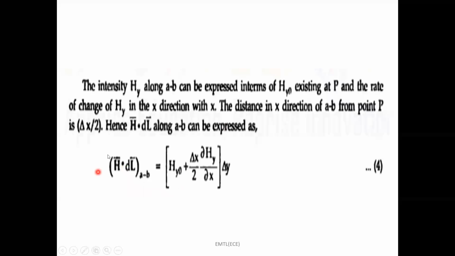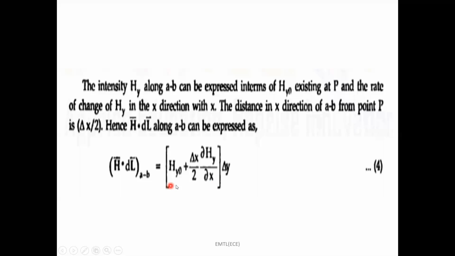So this is the expression. What is the meaning of H bar dot dl? It is Ampere's law. So we have to calculate the H bar dot dl value. Here dl is the length from A to B. So in the suffix, the indication of A to B means current travels from A to B point. Now this value is equivalent to Hy naught plus delta x by 2 dou Hy by dou x.